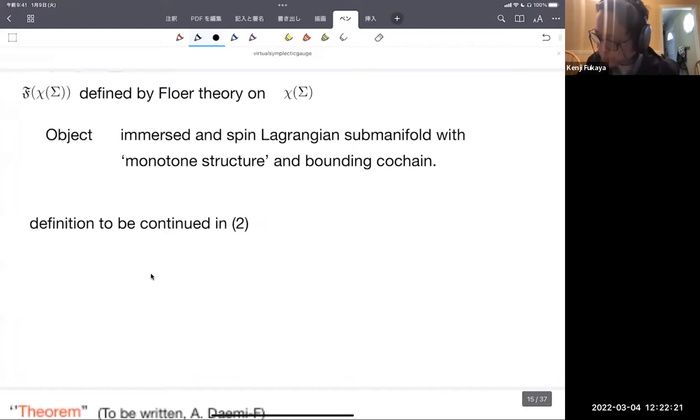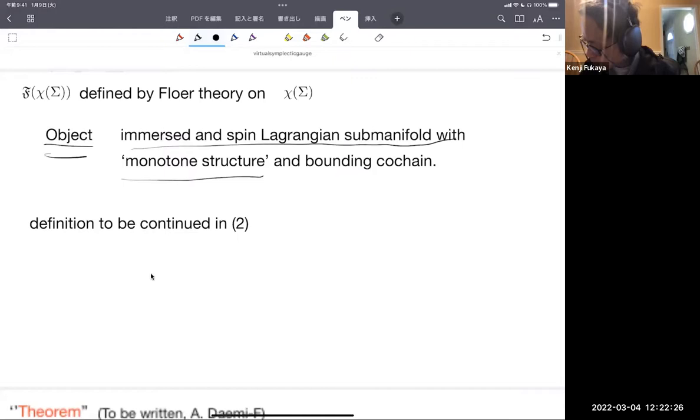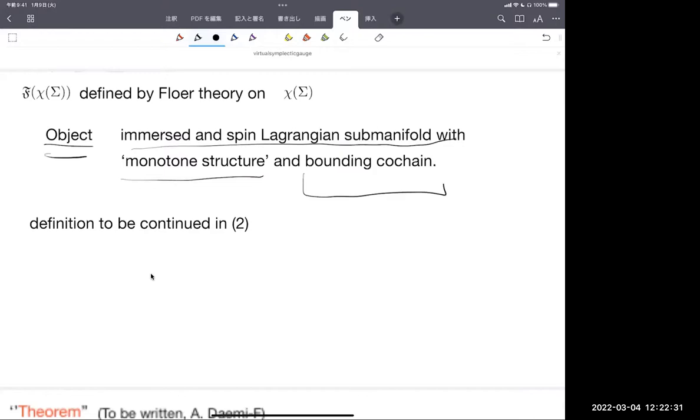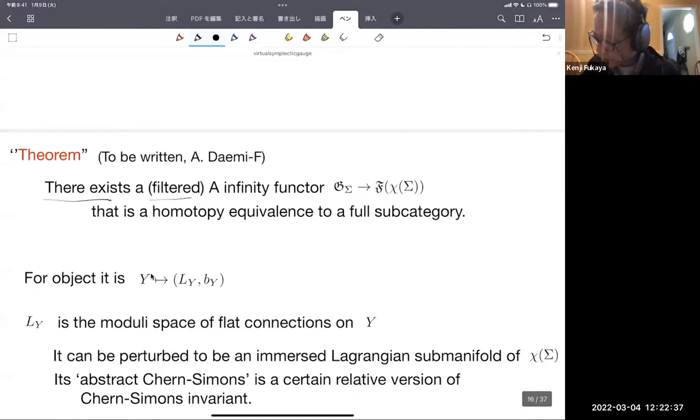So the object is this immersed Lagrangian submanifold with monotone structure. And I'll explain what a bounding cochain is soon, but not now. So I want to go back to the theorem. The theorem is that there is this filtered A-infinity functor from the gauge theory category to this category of Lagrangian Floer theory, and it is a homotopy equivalence to a full subcategory.